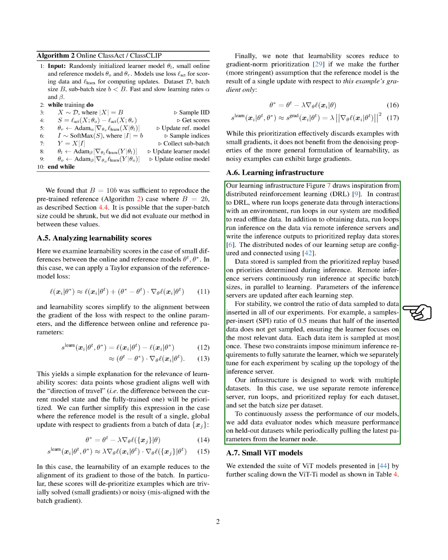We've also extended the suite of vision transformer (ViT) models by scaling down the ViT-T model. We've designed our infrastructure to work with multiple datasets, using separate remote inference servers, run loops, and prioritized replay for each dataset. We continuously assess the performance of our models by measuring performance on held-out datasets while periodically pulling the latest parameters from the learner node.